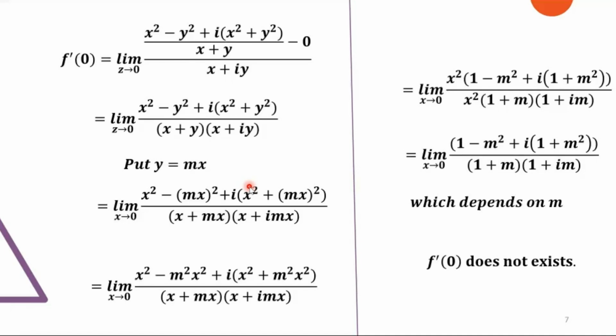This is a special, typical type of problem where the CR equations are satisfied at z equal to 0, but the function is not analytic. If we do one more problem, it will be clear. A bit confusing, I do understand. Till last year's portion, this part was not included in the syllabus, but this year they have included it also. So you can expect one question of this type.